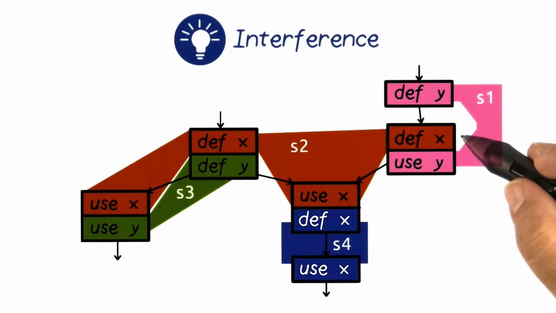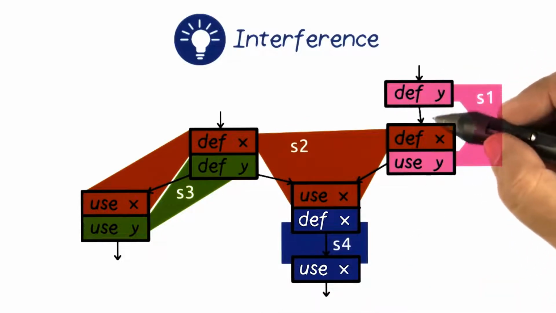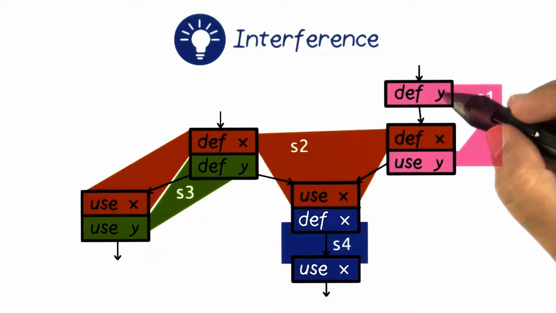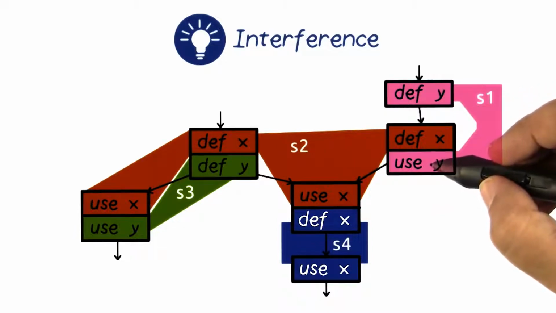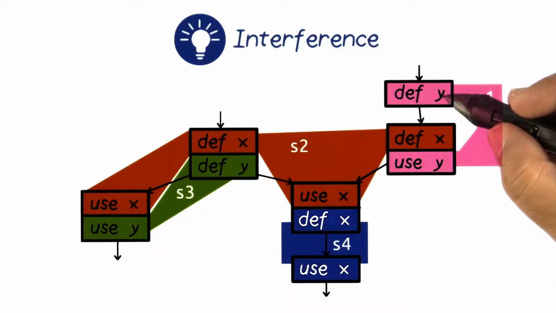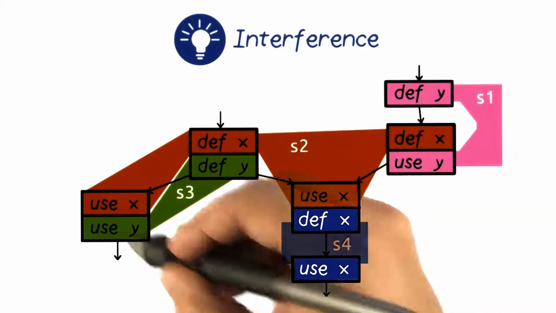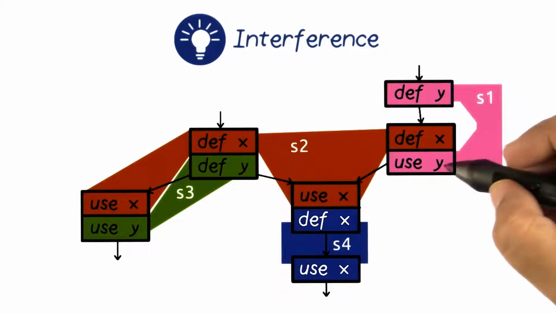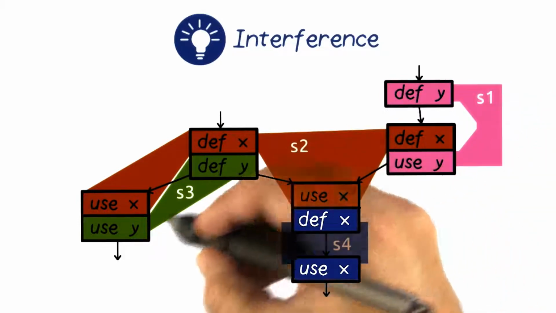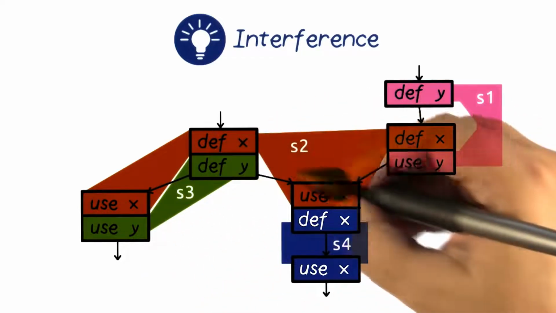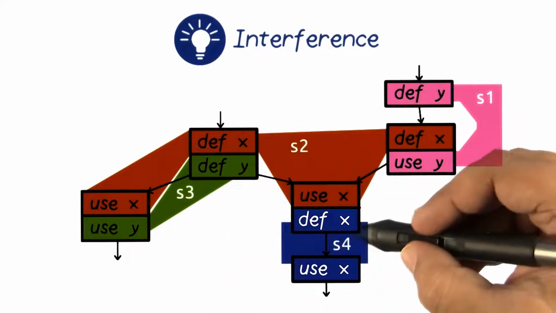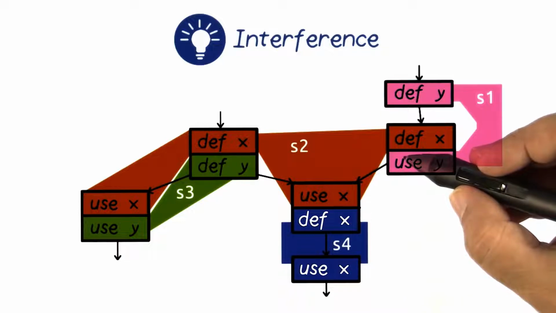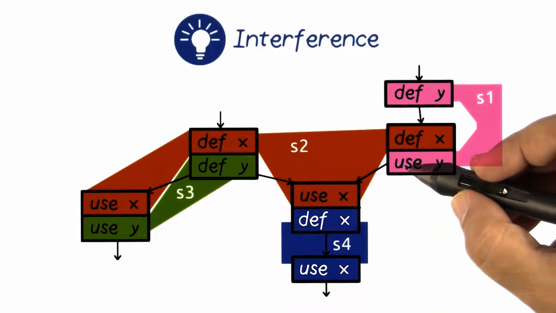One of the things that has really happened by constructing these webs is that we have separated the ranges of Y, which we can allocate separately in registers. For example, this range and that range of Y are separated, so we can decide what to do with this range independently of that range. Similarly, this range of X and that range of X have been separated.